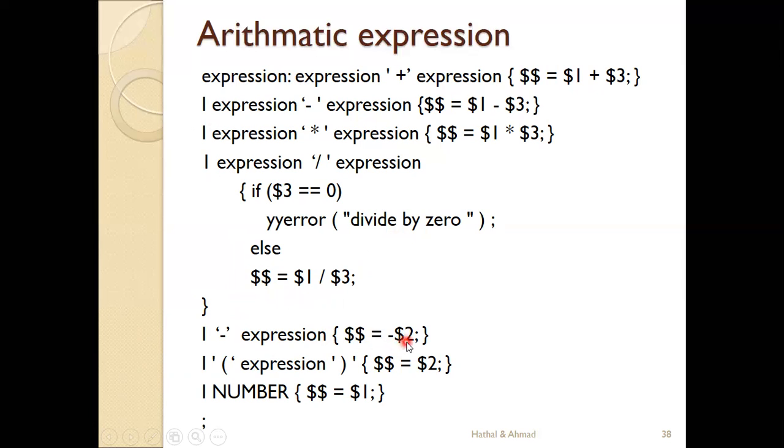Sometimes the expression is defined as a unary minus expression. In that case, the negated value of $2 is assigned to $$. Sometimes the expression is also defined as an expression enclosed within parentheses. In that case, the $2 value is assigned to $$. Or the expression can be just a number. In that case, take the value of the number and assign it to $$.